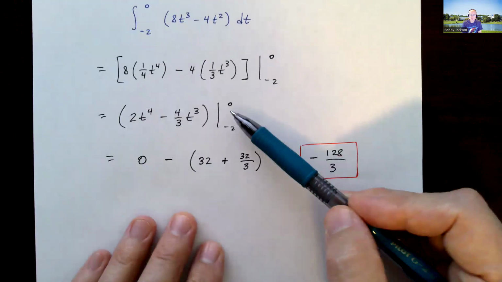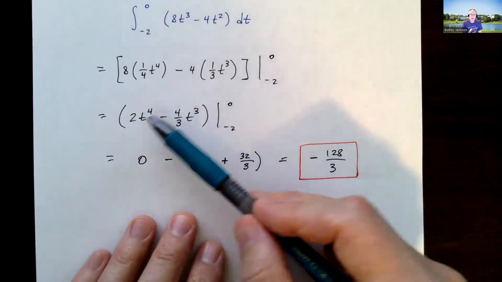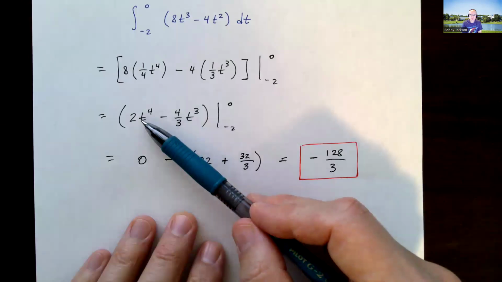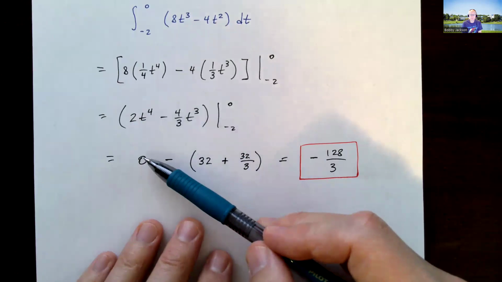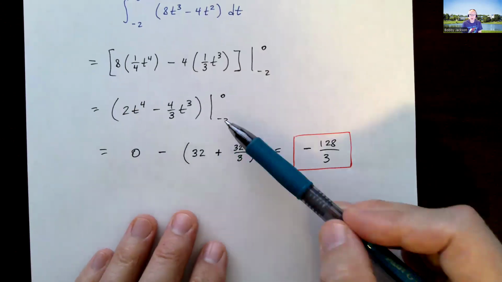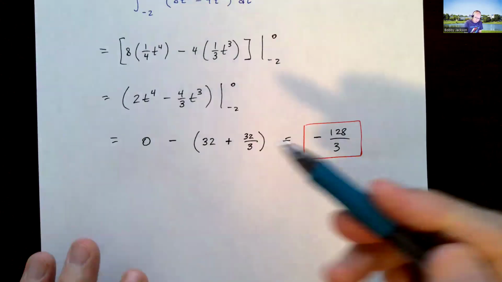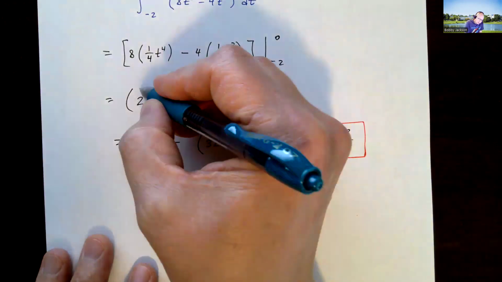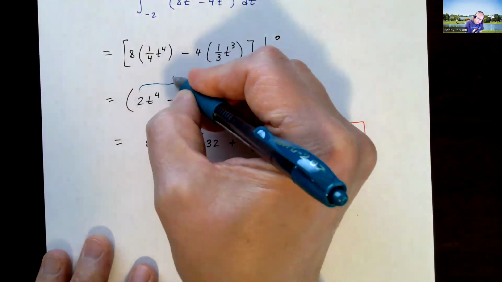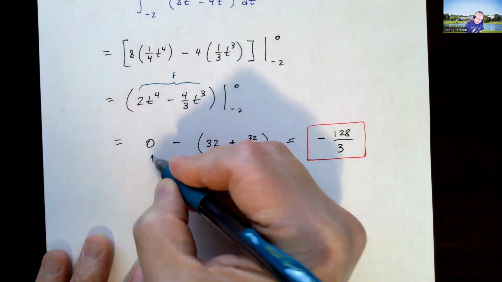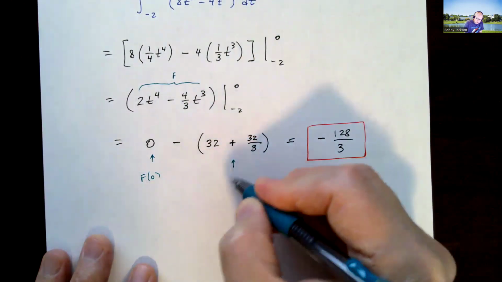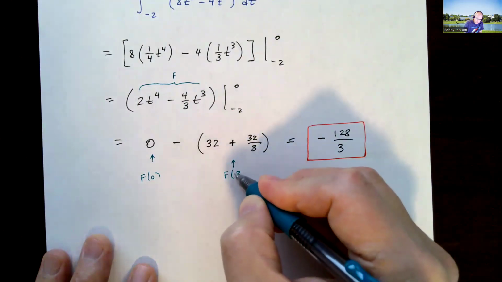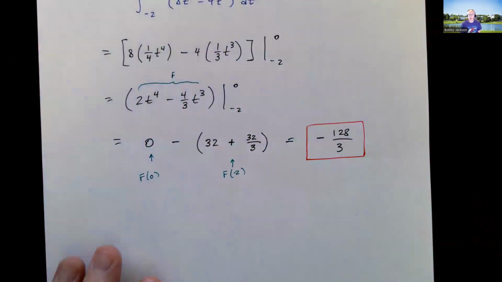So I plug in 0 first into this antiderivative. Of course, this will be 0 and this will be 0, and so the net is 0. Subtract, right, the evaluation at -2. So this, if we call this antiderivative here capital F, this again is F of 0 minus, and this in the parentheses is F of -2, our lower limit.